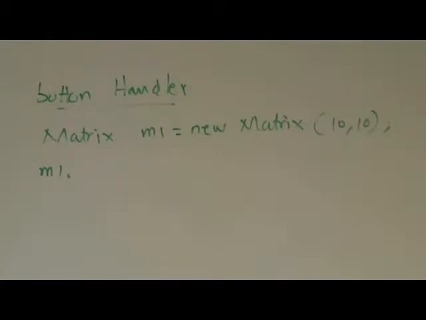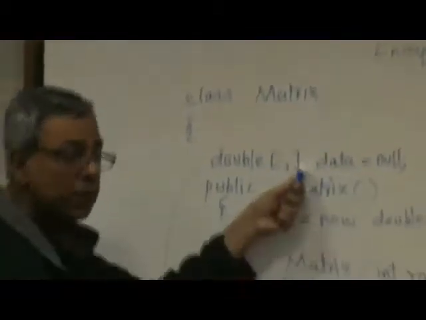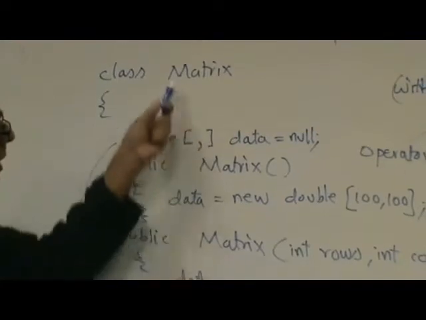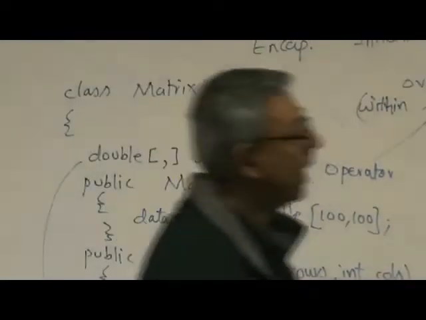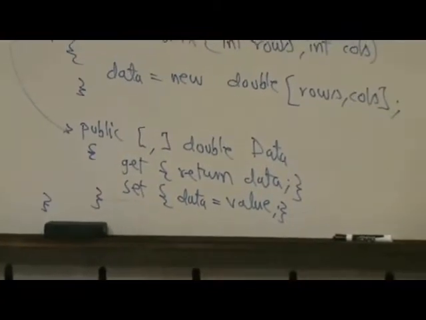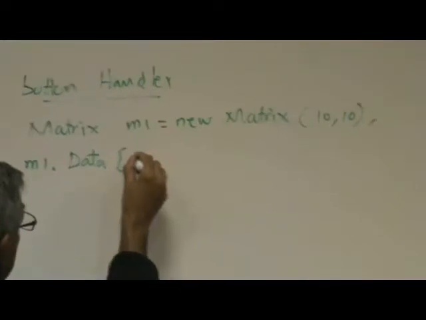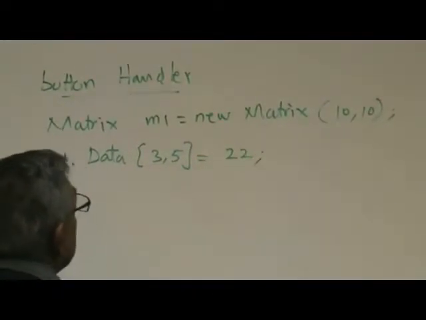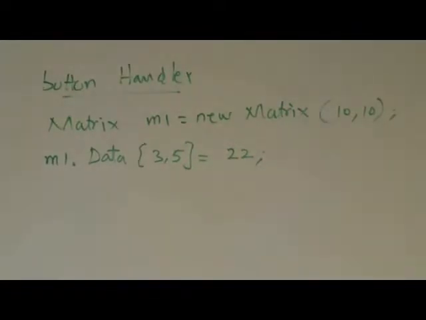M1 dot. See, we wanted to store something in row 0, column 0 location, right? Data is the two-dimensional array where we store. So somebody will have to say M1, and this is outside the class, so they'll have to go through the public property double, correct? So they will have to say M1 of data, for example, 3, 5 equal to whatever, 22. Okay, and they'll be able to access it.